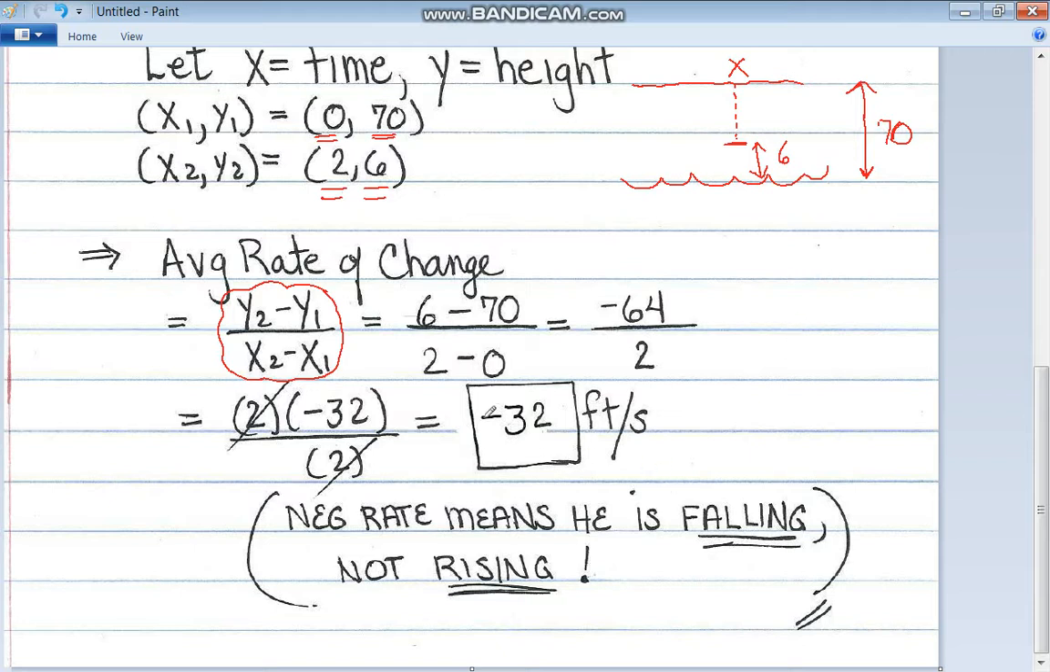It happens to be negative, and the reason it's negative, it's an indication that he is falling down closer and closer to the water instead of rising or bouncing back up on his bungee cord.